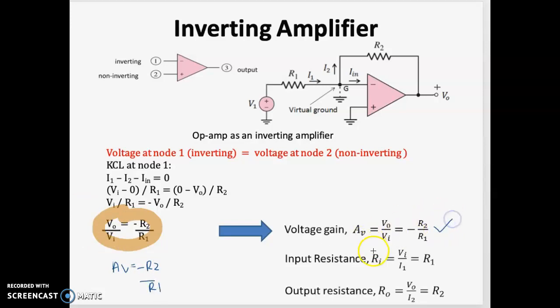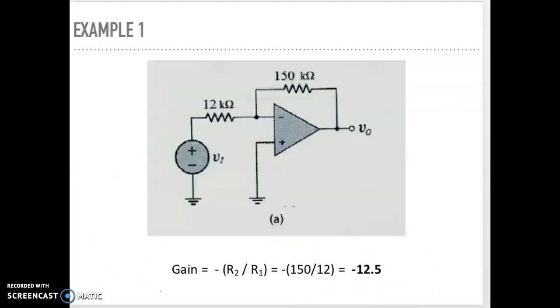What will be the input resistance then? Where is your input? Your input resistance is only R1, V1 over I1. Your output resistance is actually R2. So there are 3 important points here: one is voltage gain, second is the input resistance, and the third one is output resistance. So let's try to solve one example.